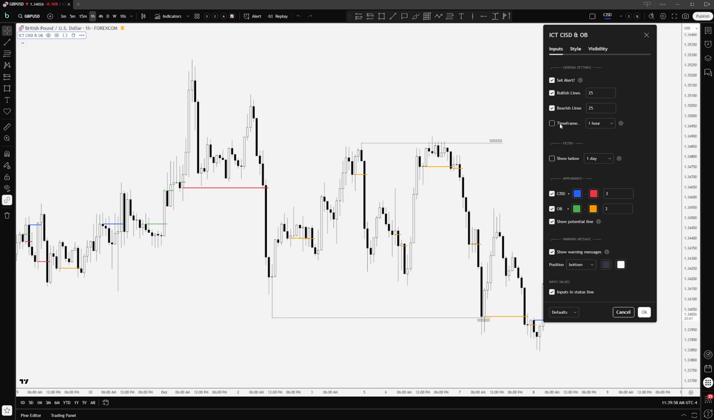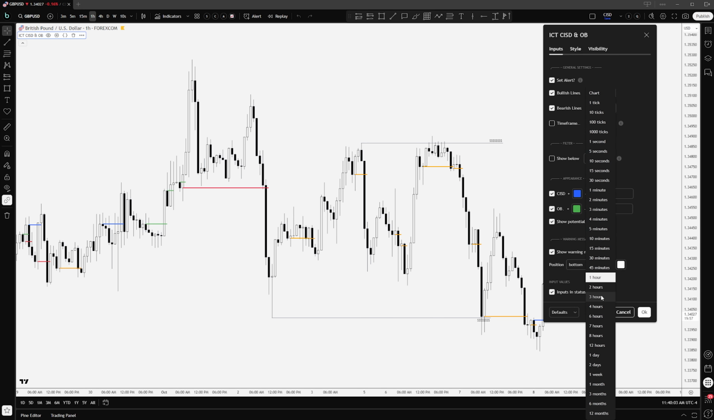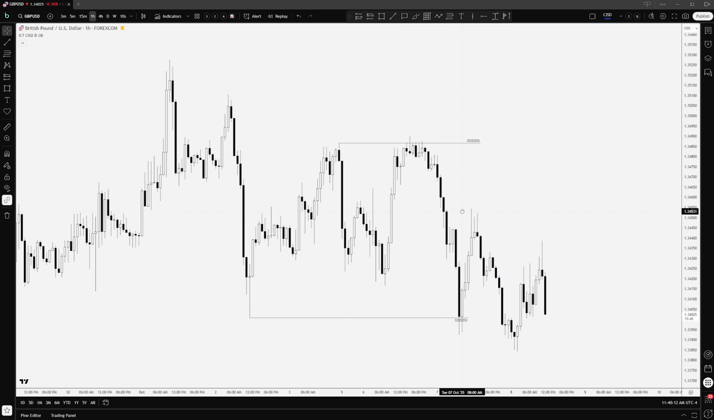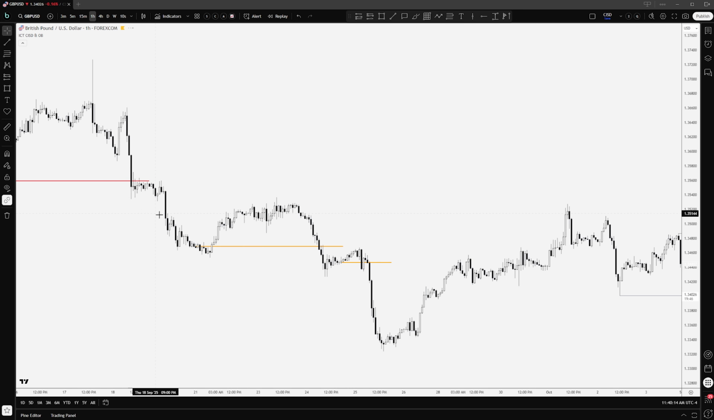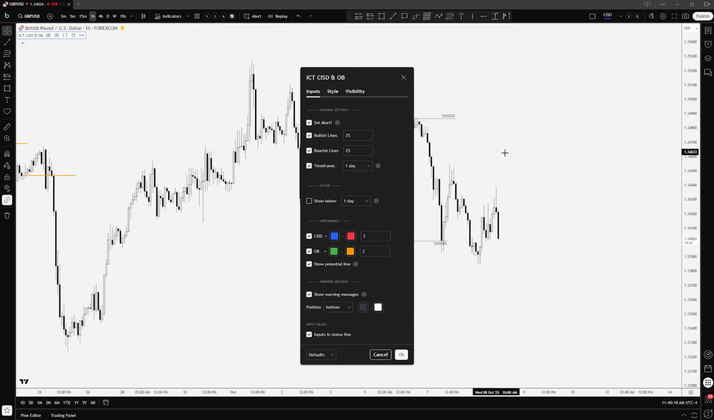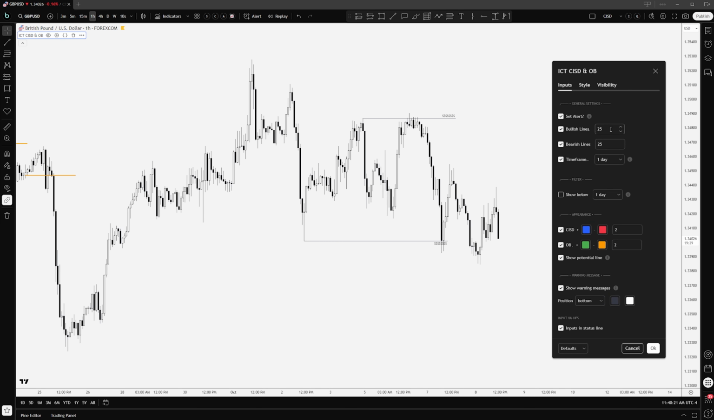And then time frame, as I showed you previously, if you're looking to plot the change in state of delivery and order block patterns for the daily, you can just set this up and then toggle this on, and it will automatically do that for you. You can see these are the lines for the daily. That is that.